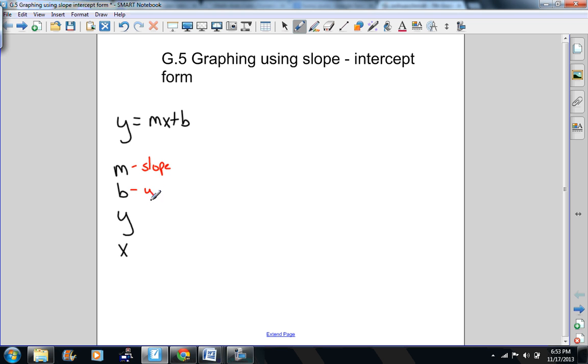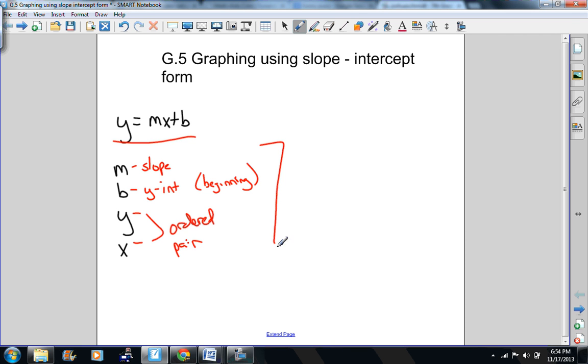B is the y-intercept, or I call it the beginning. B stands for beginning because that's where we start. And the y and the x's are our ordered pair. So they're going to stay as just y and x's until we choose to plug in numbers for them. Okay, this right here, super important. If you give me the list here of what each thing stands for, that'll be worth 5 minutes of game time.